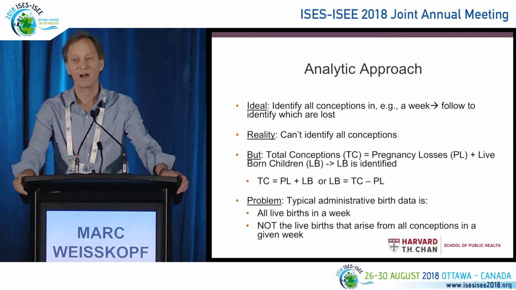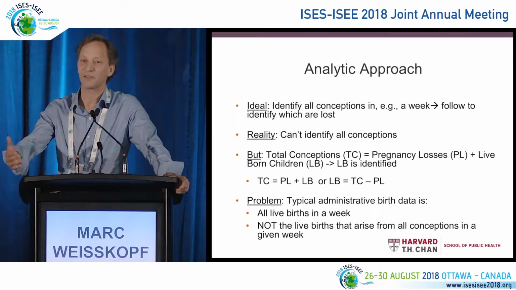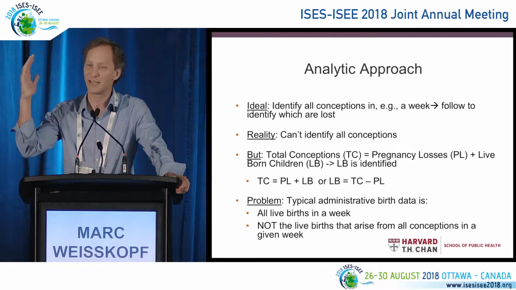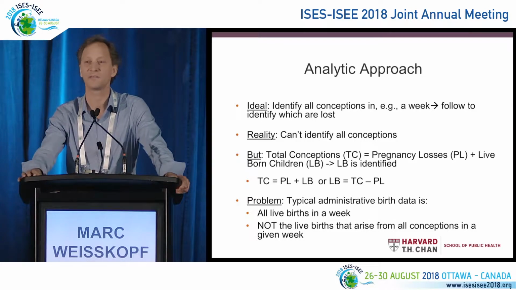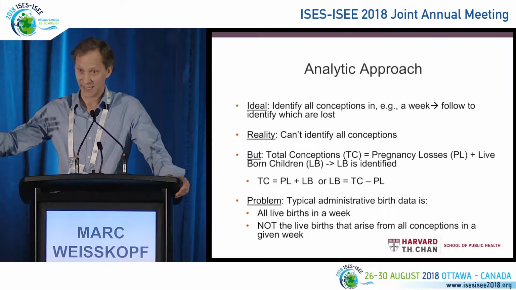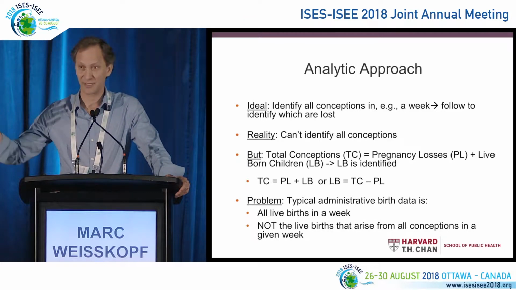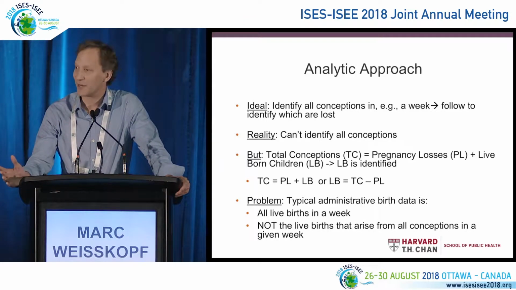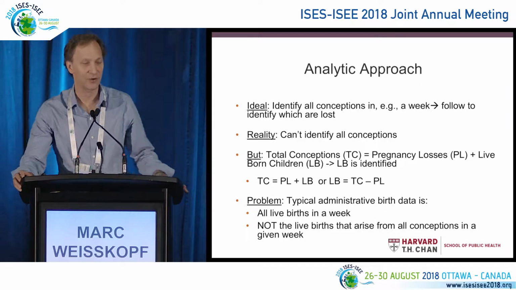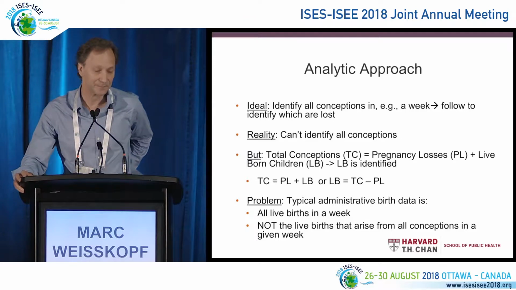So with that in mind, ideally, as epidemiologists, what we would like to do if we want to know whether an exposure affects pregnancy loss is, say, take a cohort of conceptions occurring in some period of time and follow them forward and see which ones are lost and do all the analyses we're used to doing. So in reality, as I just said, we can't do that because we can't identify all the conceptions. We don't even know sometimes that a woman is pregnant.